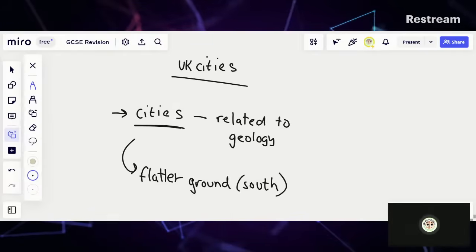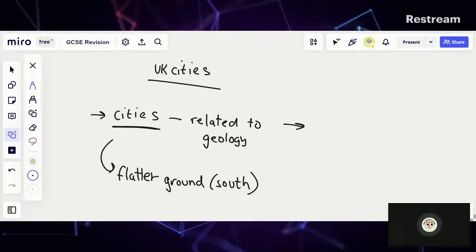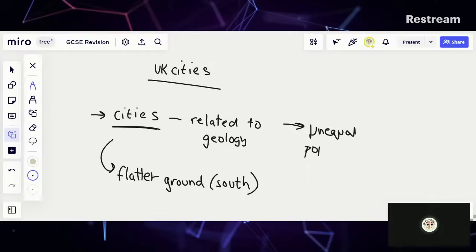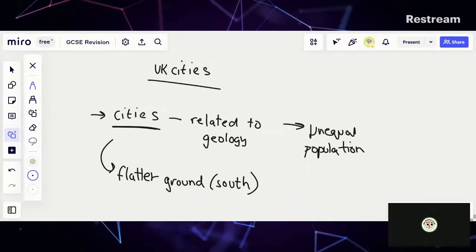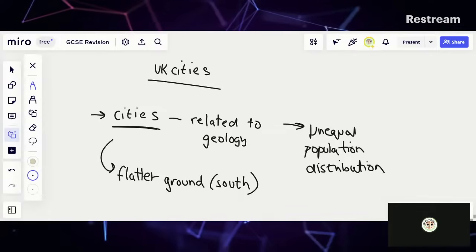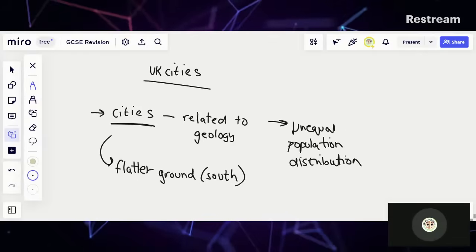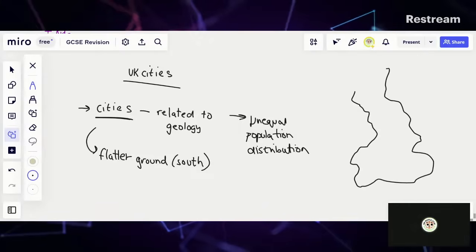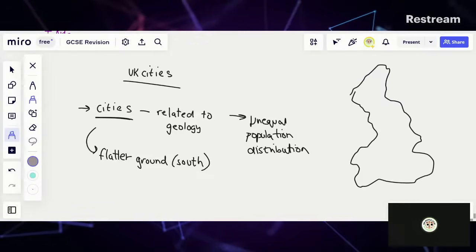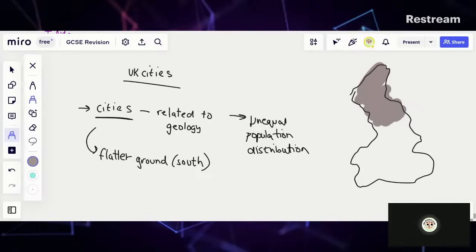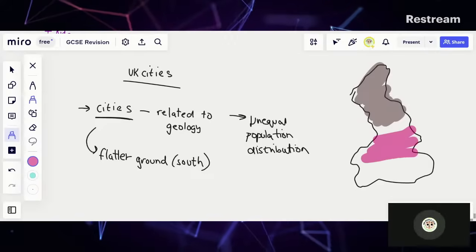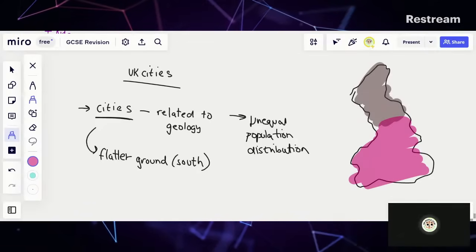Now, another thing we need to know about the UK cities is that the population distribution in the UK is not equal. So that means that we have an unequal population distribution. For example, in the UK, which let me attempt to draw the UK. So in the UK, the northern areas are actually quite sparsely populated, and the southern areas are very densely populated. I hope you're familiar with the terms sparse and dense.